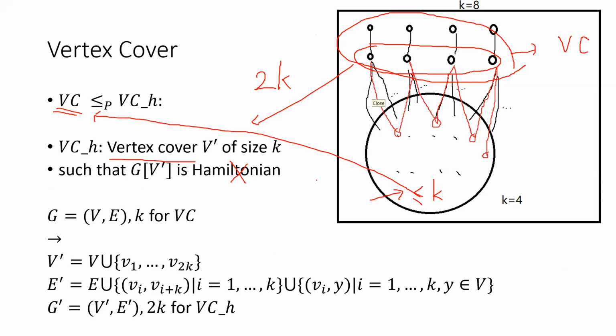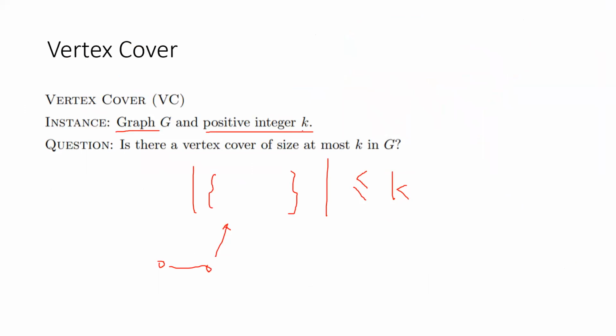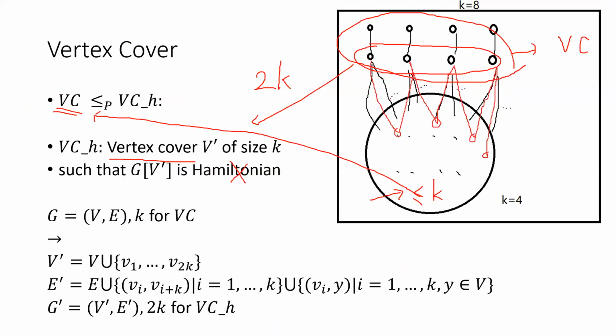Smaller than doesn't really matter, because the problem of vertex cover is that you're supposed to find a vertex cover of size at most k. As I said, for this graph G prime, if you have a vertex cover set and the induced graph of this set has a Hamiltonian path, then these k vertices must be included.